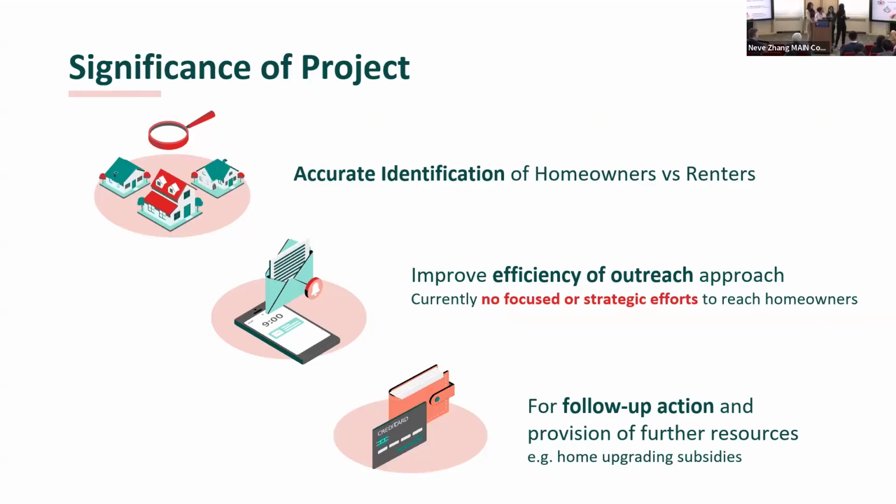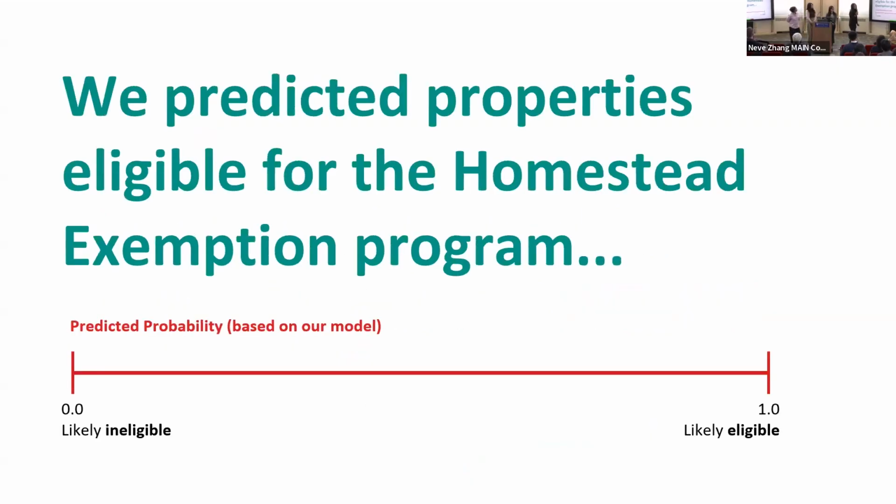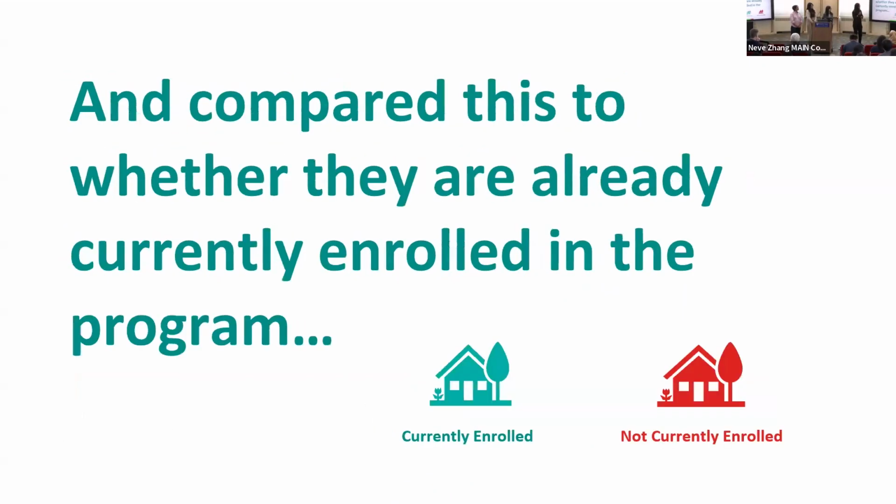All right, so how are we going to figure out which are the properties you want to reach out to? So first, we predicted properties eligible for the exemption program. Every property has a number allocated to it, from 0 to 1, where 1 is most likely eligible for the homestead exemption program. We're going to set a threshold, so let's say we put it at 0.5. All the properties with a number between 0.5 and 1 will then be categorized by us as eligible for the homestead exemption program. We then compared this to whether all the properties are currently enrolled or not currently enrolled in the program. So green for currently enrolled and red for not currently enrolled.